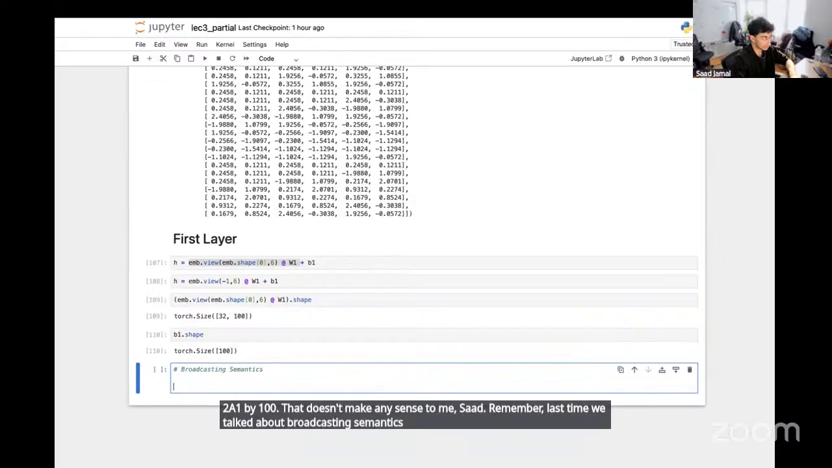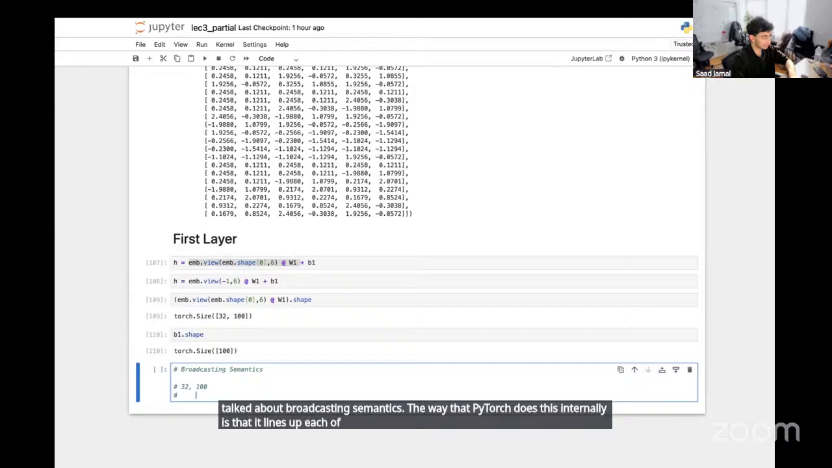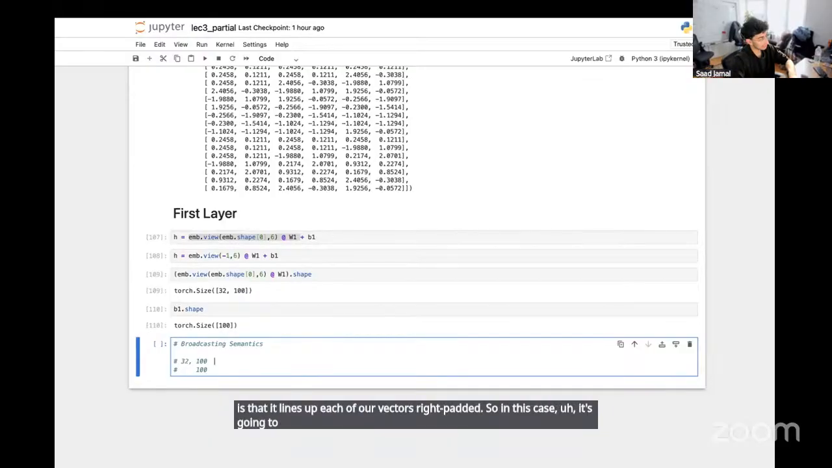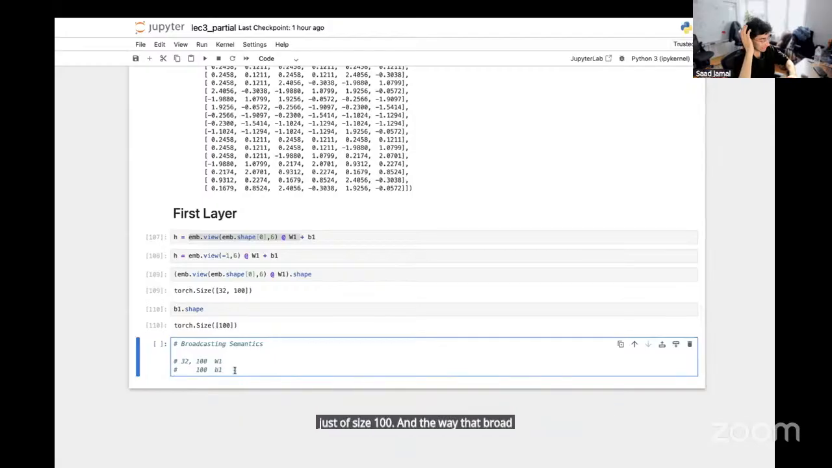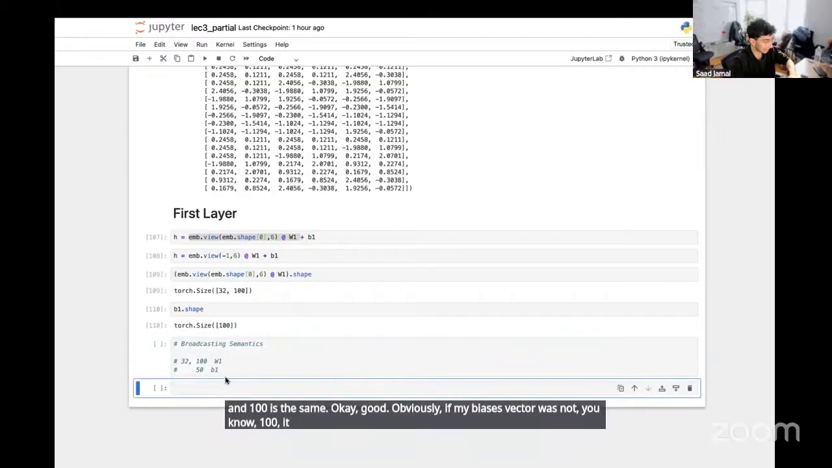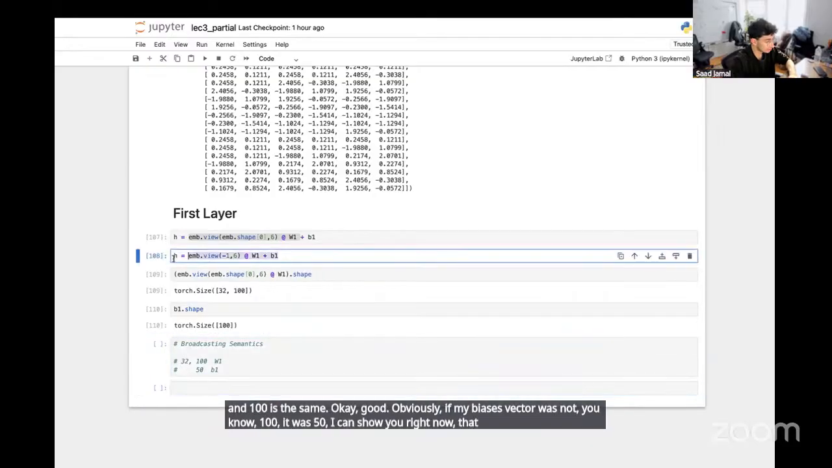The way that PyTorch does this internally is that it lines up each of our vectors right-aligned. So in this case, it's going to say, okay, I want to add W1, which is 32 by 100, and B1, which is just of size 100. Broadcasting starts with the far right-hand side and checks whether the elements match. 100 and 100 is the same. Okay, good. Obviously, if my biases vector was 50 instead of 100, that's going to error super quickly.